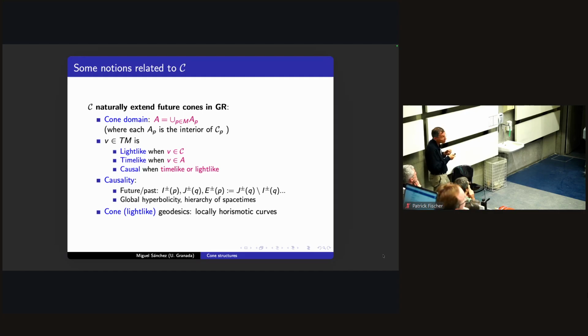We can define, as we have said, all the notions of chronological future, causal future, the horismos. The horismos is the causal future minus the chronological future, and all that. Associated to the cones, we have cone geodesics, which are curves which are locally horismotic. It is the generalization of the light-like geodesics, which depends only on the cone structure.